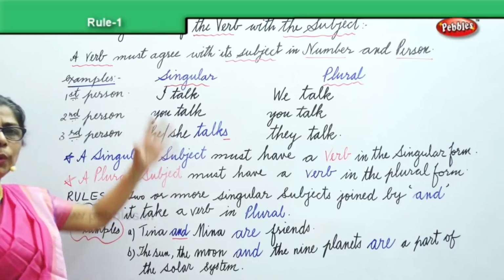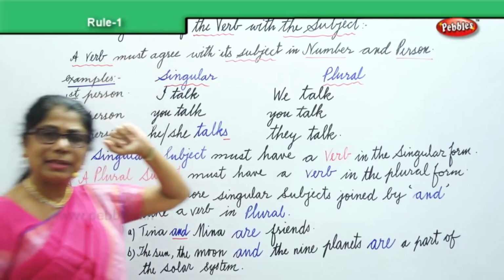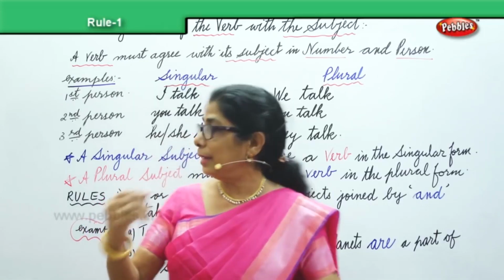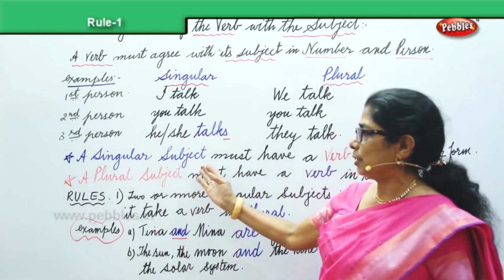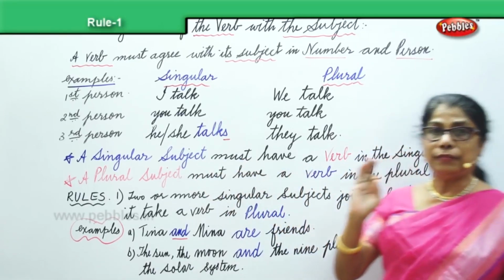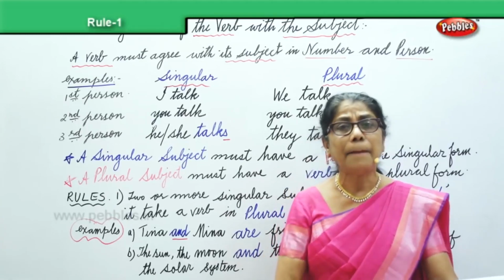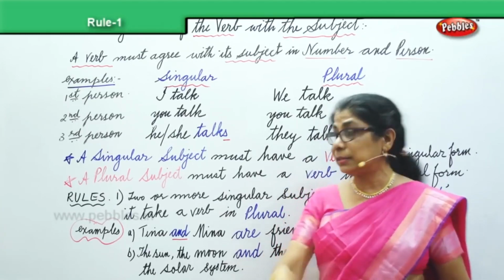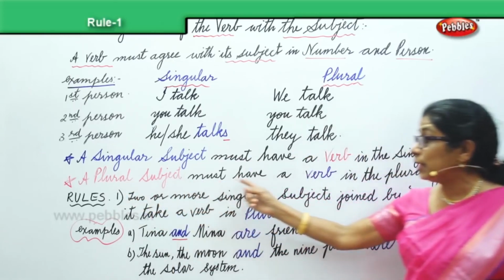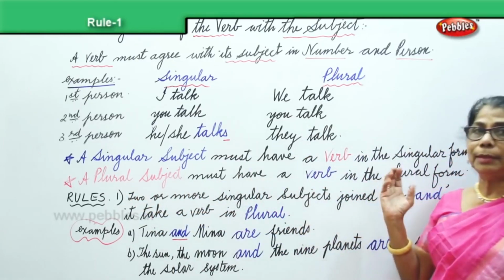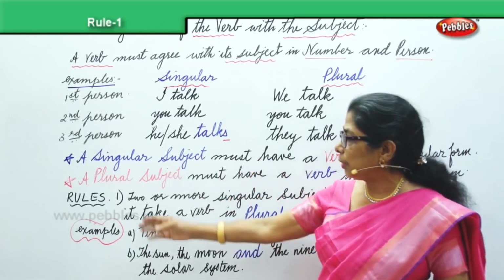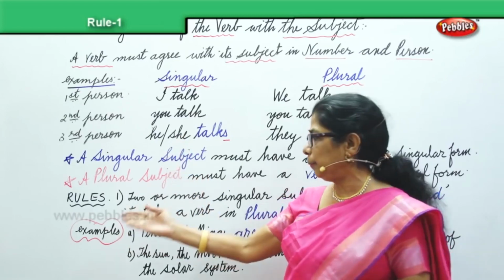Now, in the verb agreeing with the subject, we have certain rules to follow. A singular subject must have a verb in the singular form. That's the main rule. The plural subjects must have a verb in the plural form. But there are rules to follow also. Now, what is the first rule that we have here?